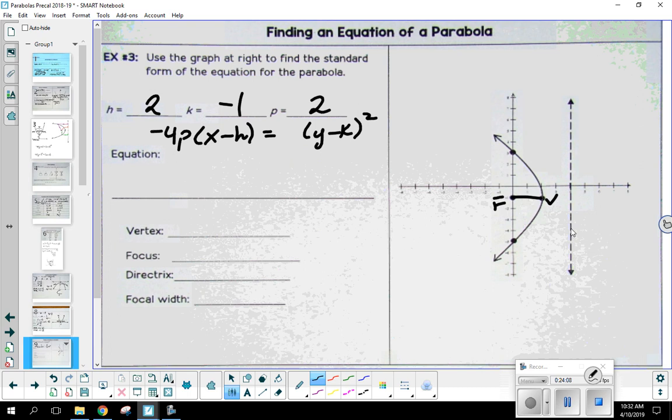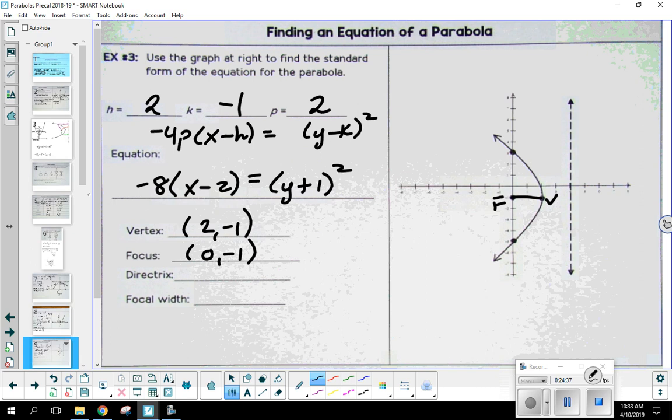Can anybody tell me what the equation is? What would the value of negative 4p look like? That'd be negative 8, negative 4 times 2, times x minus 2 equals y plus 1 squared. There we go. We know the vertex was at 2, negative 1. The focal point, we can see it's at 0, negative 1.